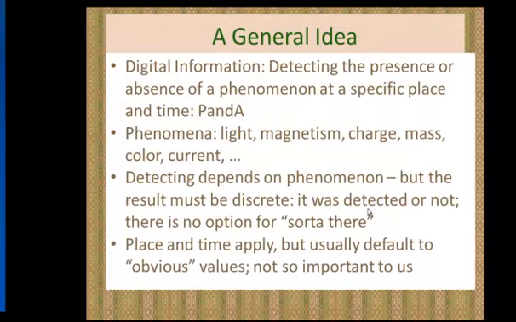So the general idea, moving beyond the punch card, is that detecting the presence and absence of a phenomenon is digitization. Whether the phenomenon is light, magnetism, charge, mass, color, or current, detecting depends on the phenomenon, or can I call it media? Is it a flash drive? Is it your DVD? So how are those presences or absences happening? The result must be discrete. It's either there or it's not. There's no sort of there. No hanging chads here. The place and time apply, but usually default to the obvious values.